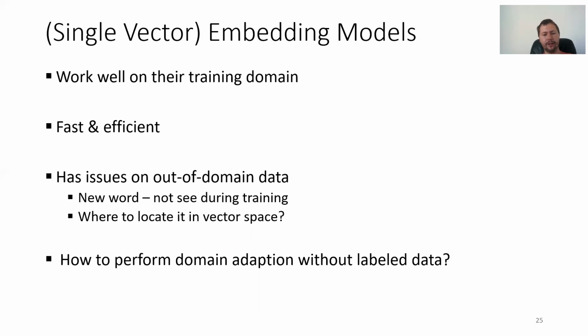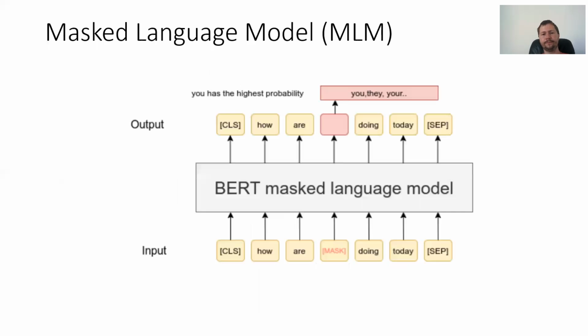And in my research, I asked the question, how can you do domain adaptation without having labeled data? There are different techniques I want to present. The most commonly known is masked language modeling, where you have a text, you mask some tokens, and then you ask your model to predict the token from the context.